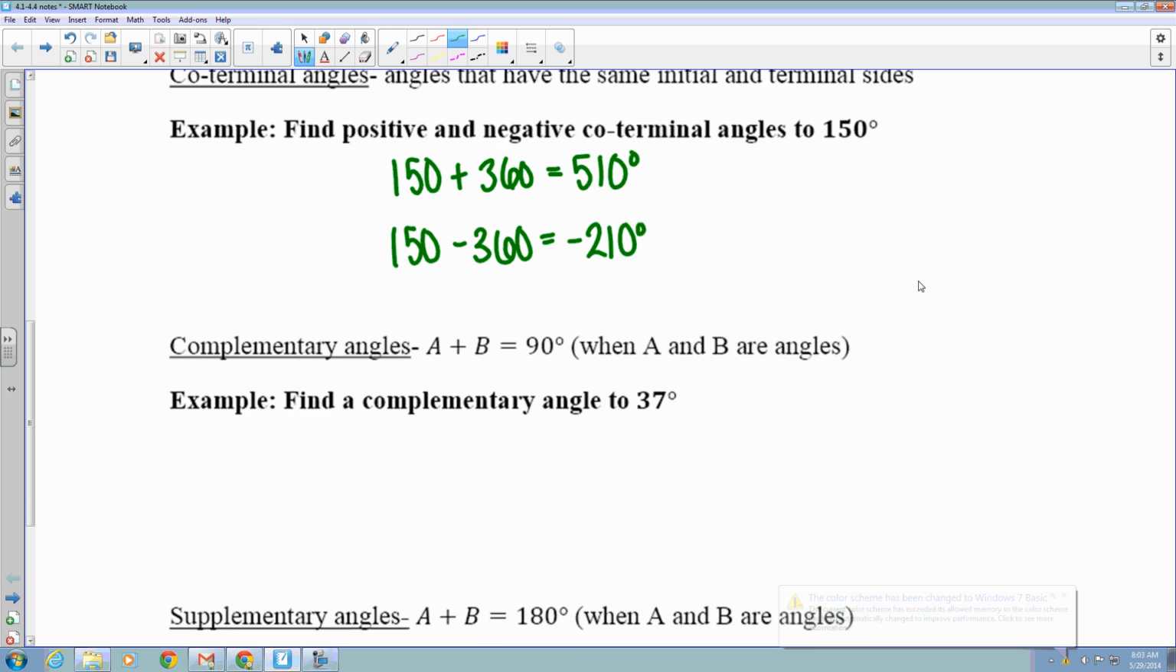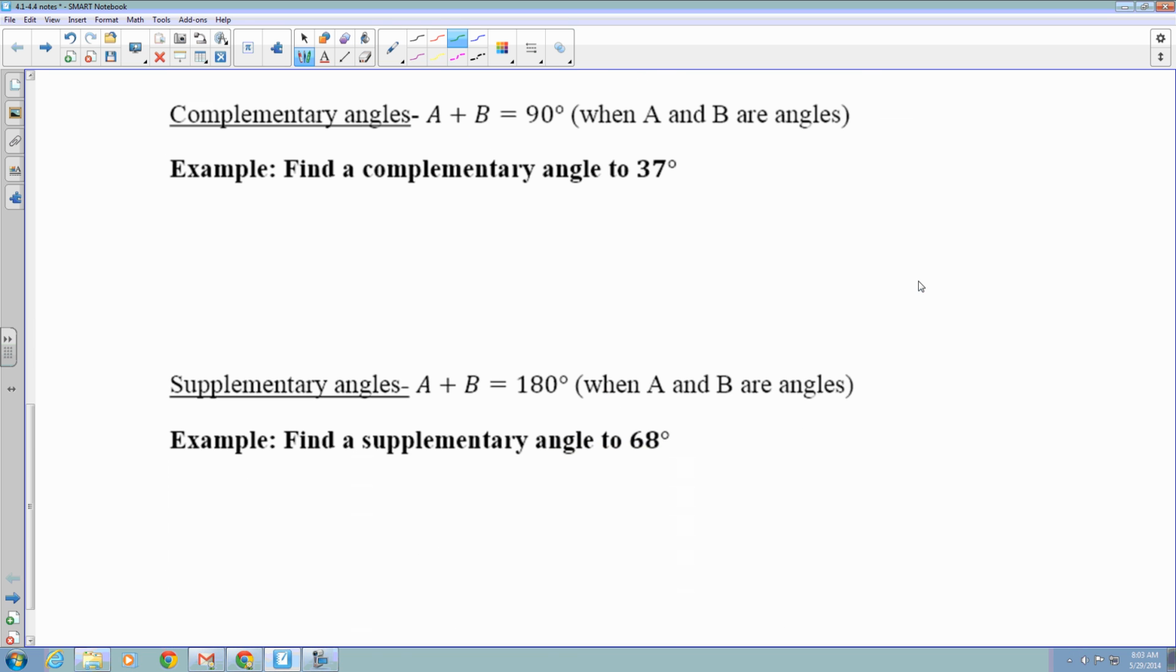Complementary angles, you guys have heard of these several times by now at this point, so we should know that complementary angles add up to 90 degrees. So if I wanted to find a complementary angle to 37, I would think about what I have to add to 37 to get 90. So in general, you're just going to subtract your angle from 90, and I would get 53 degrees in this case.